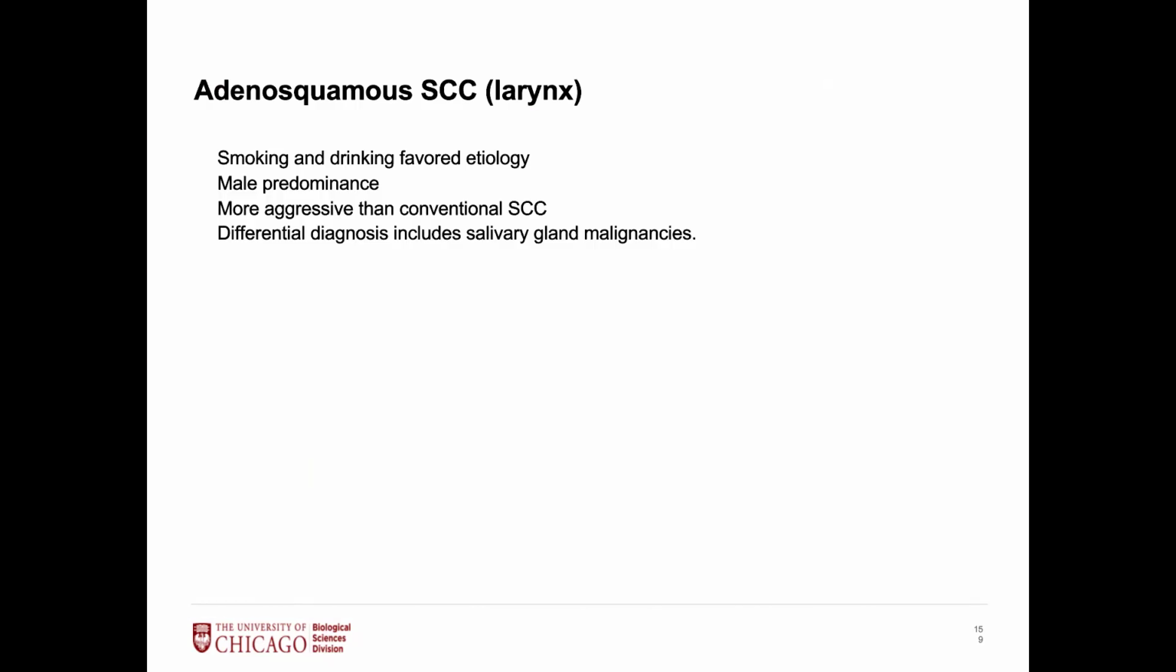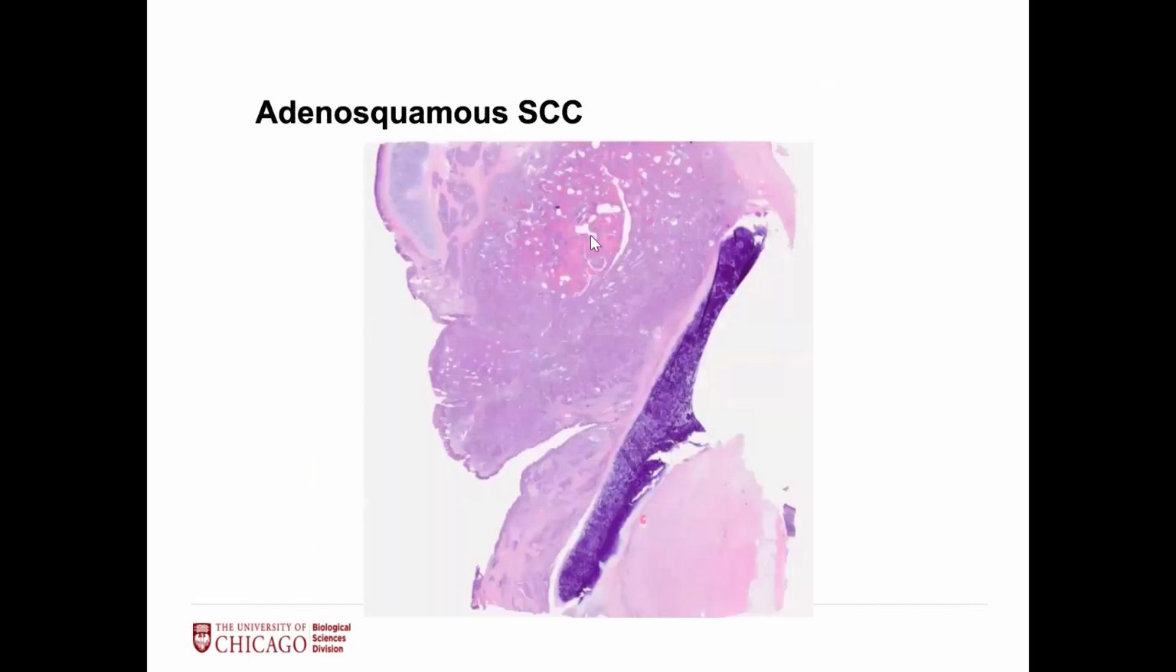Adenosquamous, the name kind of says what it's going to look like. It's considered one of the more aggressive variants of squamous cell carcinoma. What does it look like? So this is another section of the larynx. This is a glottis, thyroid cartilage. And we can see here that this is a squamous cell component right here. I know this is low power. We're going to zoom in. There's a squamous component right here. And then there's going to be an adeno component right here.